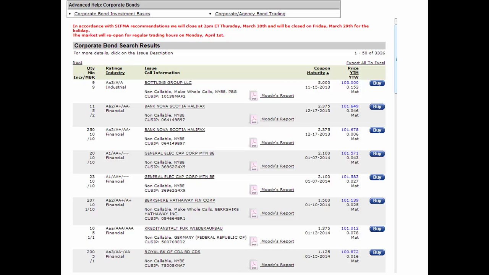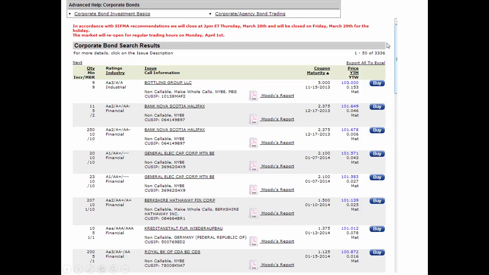Here is a screen grab that I got from a trading account that was offering a variety of different bonds. You can see that we've got one company that's called Bottling Group LLC. I think they probably make soft drinks. You can see that they have an industry rating of AA3, which is pretty high. Here they're offering a 5% coupon, and that would be the face interest rate that's on the bond itself.